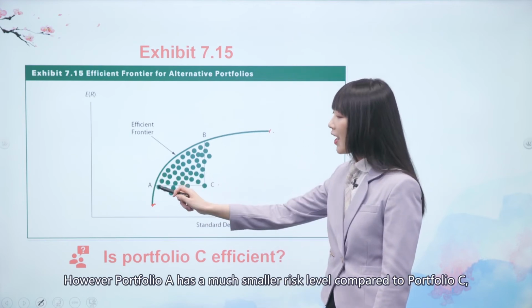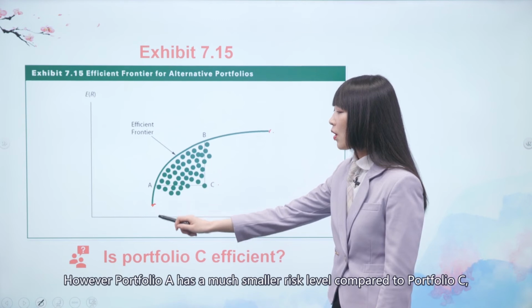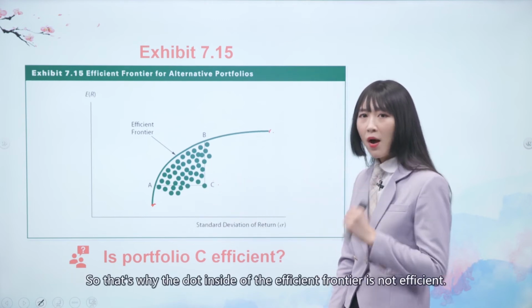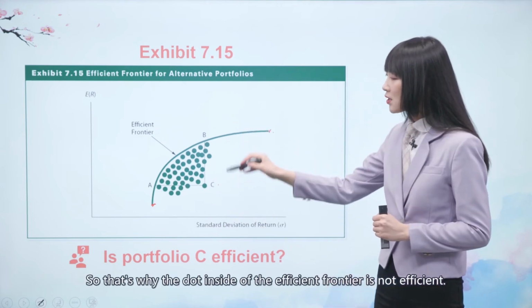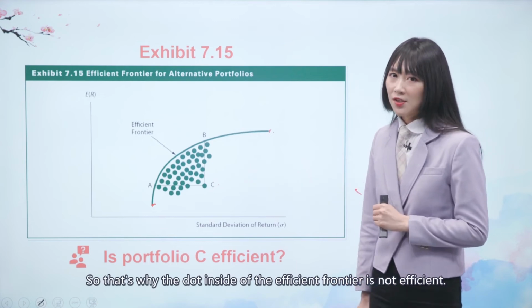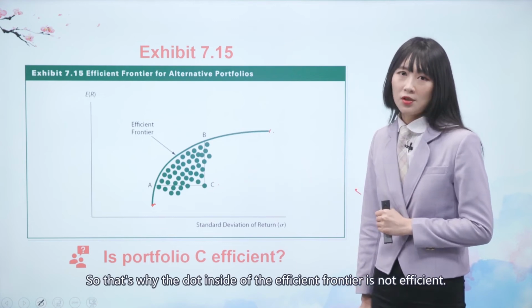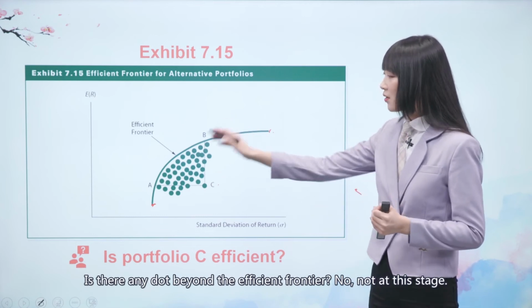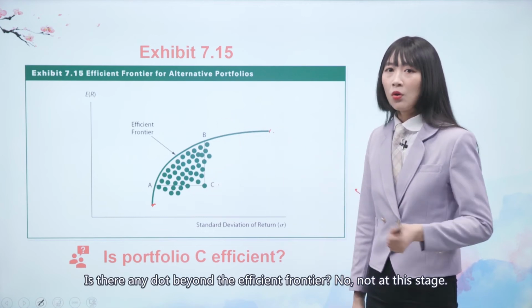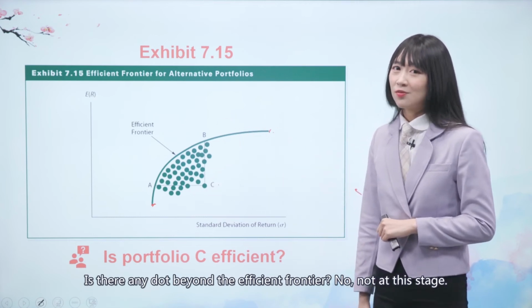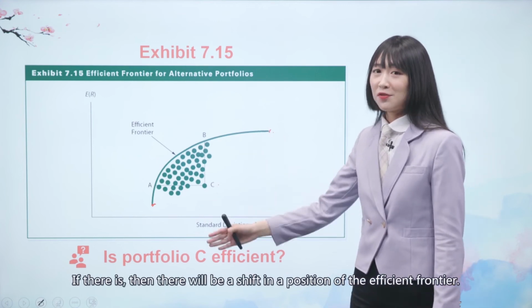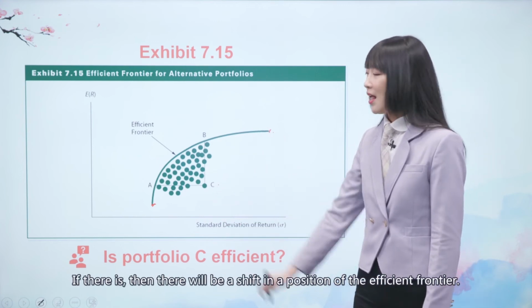However, portfolio A has a much smaller risk level compared to portfolio C. So that's why the dot inside of the efficient frontier is not efficient. Now, is there any dot beyond the efficient frontier? No, not at this stage. Because if there is, then there will be a shift in the position of the efficient frontier.